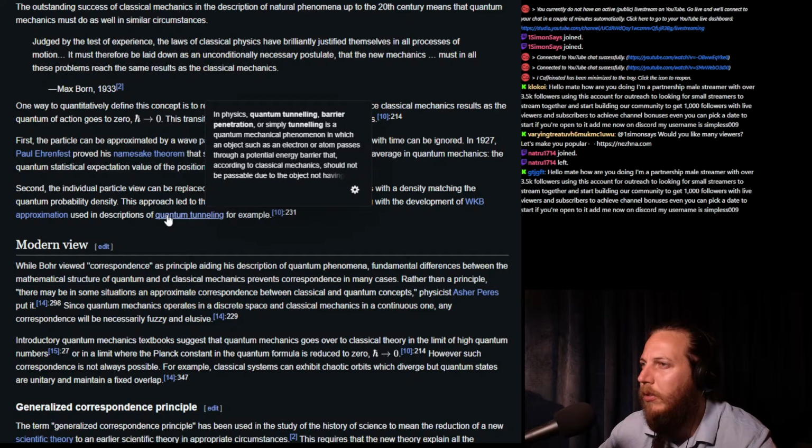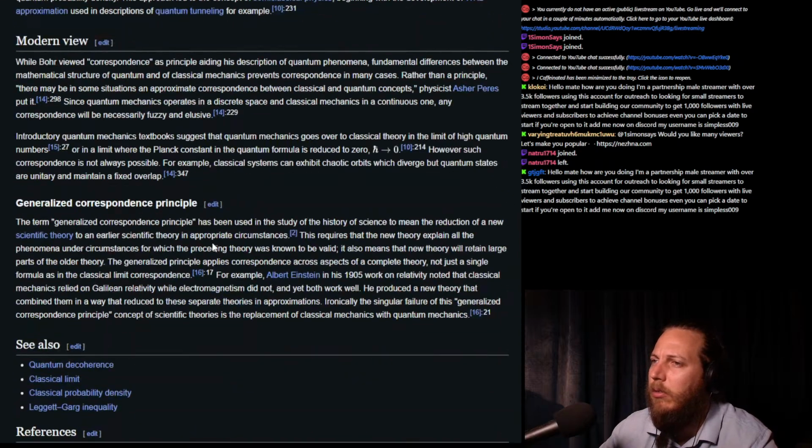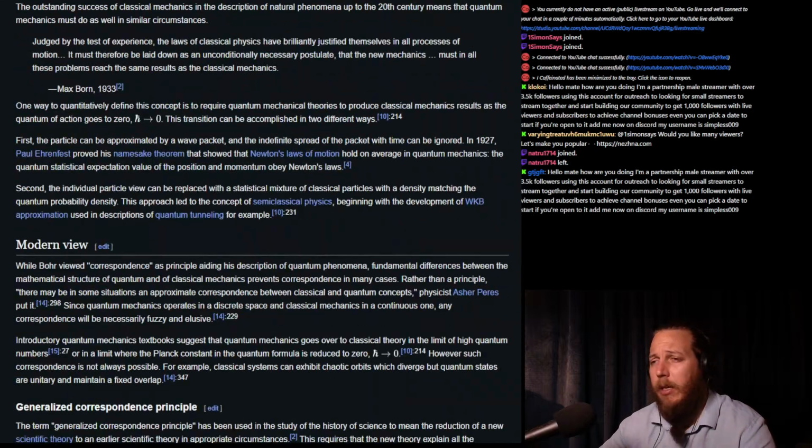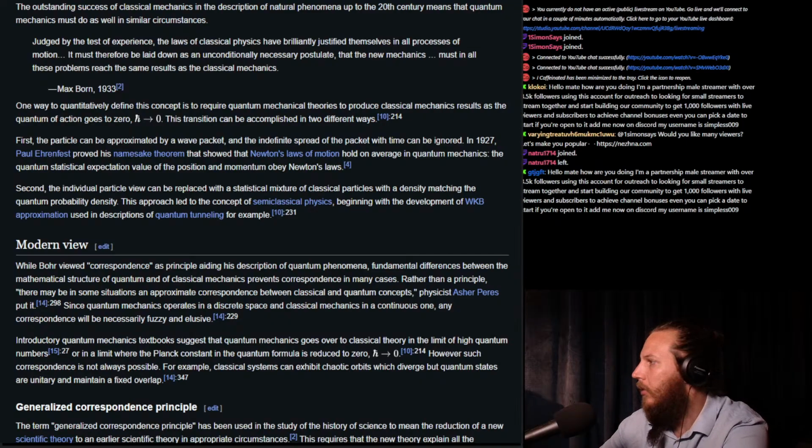Quantum tunneling: a quantum mechanical phenomenon in which an object such as an electron or atom passes through a potential energy barrier that, according to classical mechanics, okay. Neat. All right. Well, we're going to leave it there.